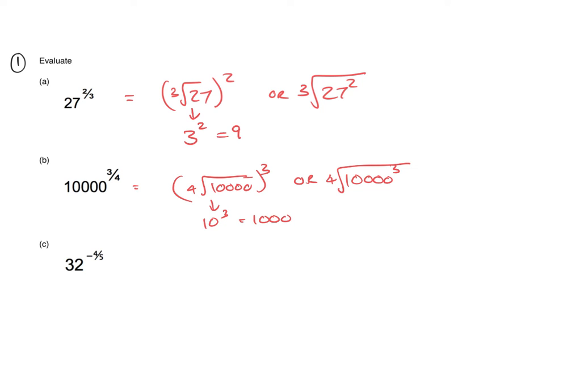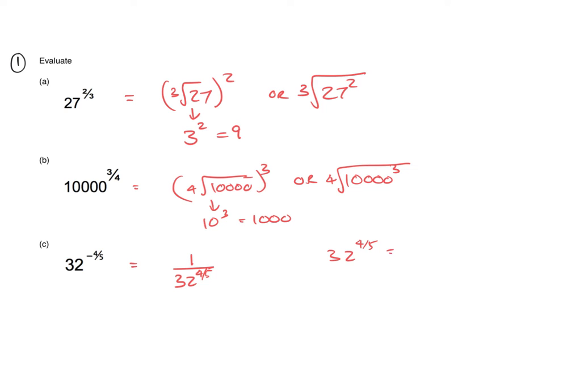Finally here we have 32 to the power of negative 4/5. A negative power means we have a reciprocal. So this is actually going to be 1 over 32 to the 4/5. Now it's going to get confusing, so I'm just going to do the 32 to the 4/5 on the right hand side here, and then I will put it back into the fraction as a reciprocal.